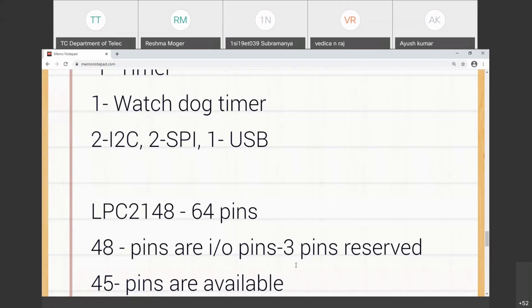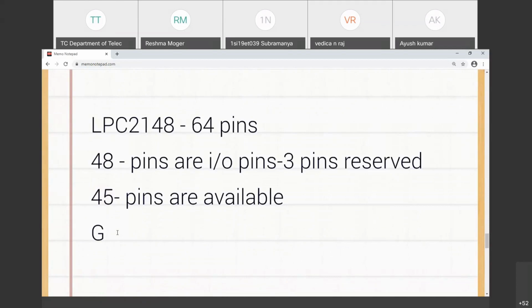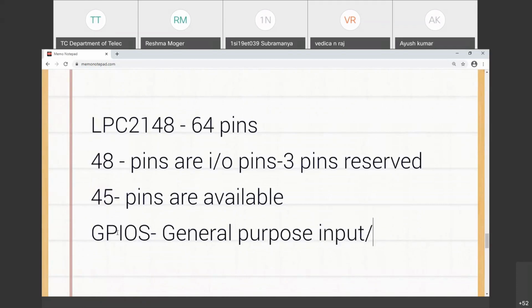So what is the meaning? Now I came to a concept of usage of IO ports. So I have 48 IO pins. When I say IO, input and output pins, it means all 48 pins are input pins, all 48 pins are output pins, or few pins are input pins or few pins are output pins, nothing like that. So we are going to say them as GPIOs, general purpose input output pins. Just understand this: general purpose input output pins.